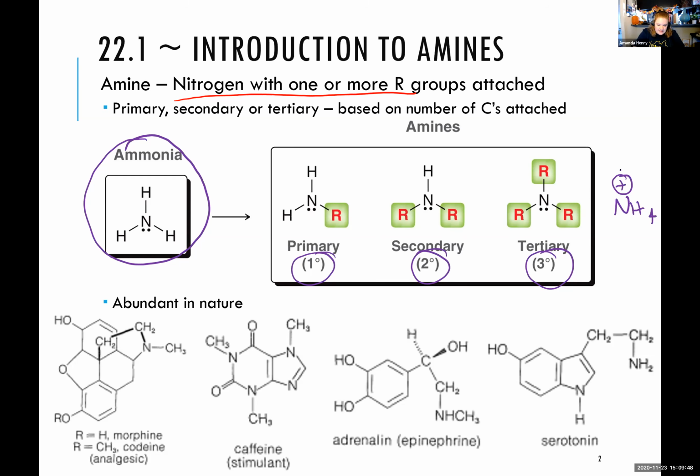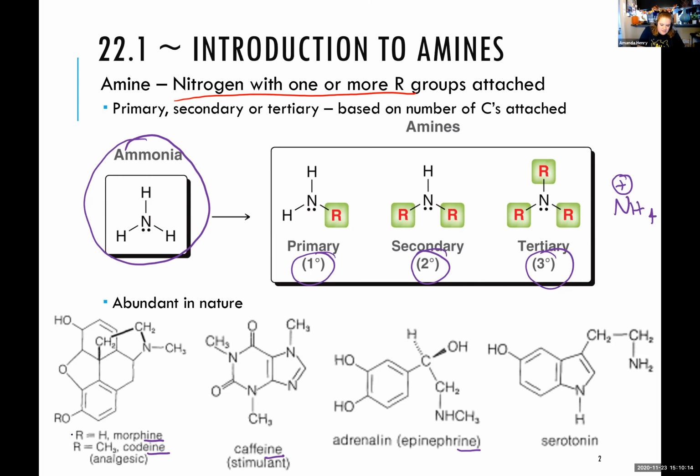Nitrogens are really common in nature. So a couple examples down here: serotonin, adrenaline, caffeine, morphine, and codeine. So notice that they have INE as the ending for a lot of them, like an amine does. So nicotine also falls into this list.